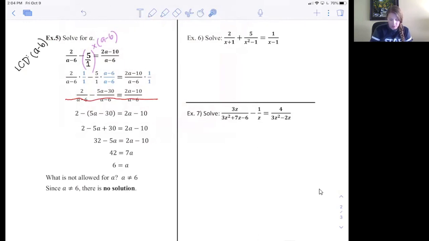For this one, you get a equals 6. And when you plug it back into here, you can see that 6 minus 6 equals 0. So we actually can't have that solution. So the answer to this one is that there is no solution. So that's the point in checking.